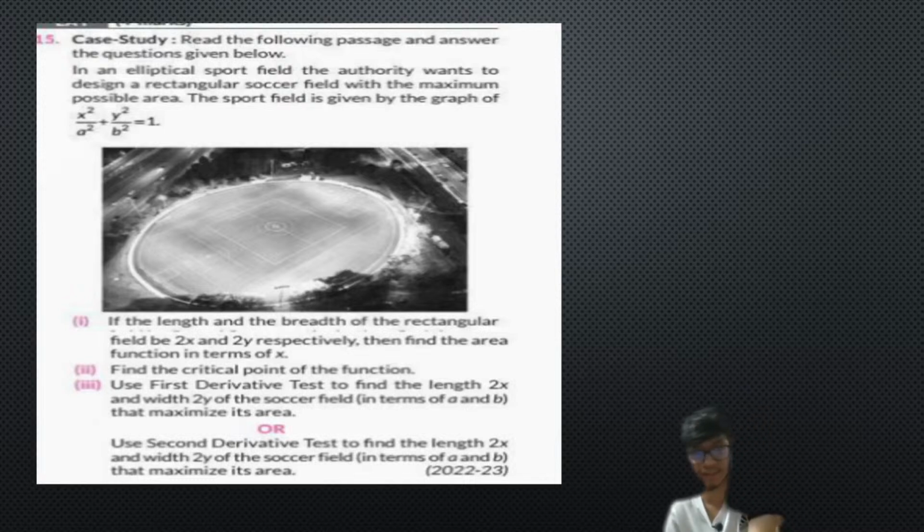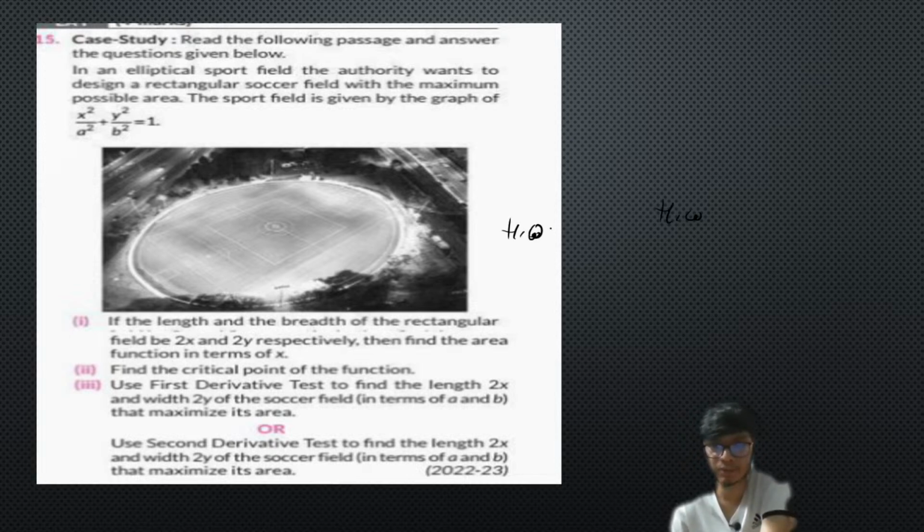The next problem again is a case study based problem. In this problem, there is a sports field given in the form of an ellipse. I want you to take this particular problem as a homework problem. Why am I giving this problem as homework? Because I want to make sure that you are also understanding the way to solve a case study based problem. I will discuss this problem later.